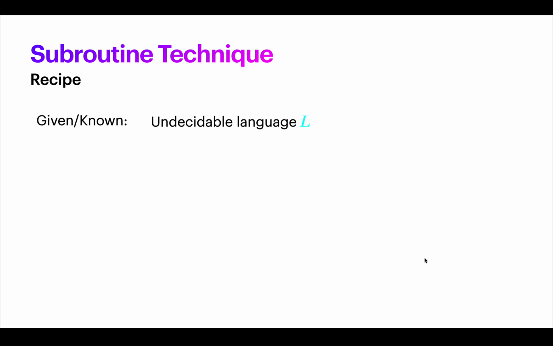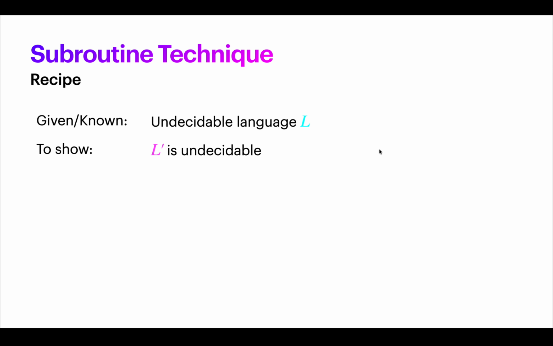The recipe for the subroutine technique looks like the following. First, we are either given an undecidable language, or we will use one of the languages that we know is undecidable from before. Let's call this L. To show is that L prime is undecidable. So in order to prove that L prime is undecidable, we use an undecidable language that we know from before or that is given to us.